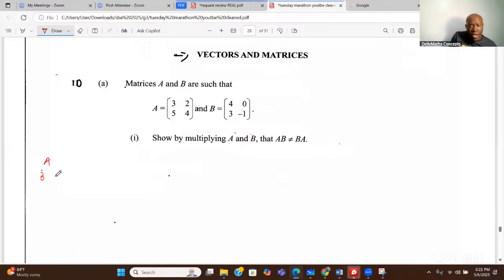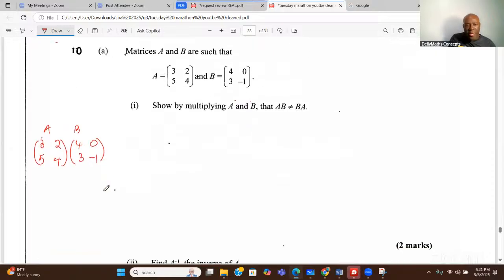This is the matrix A, which is 3, 2, 5, 4. This is the matrix B, which is 4, 0, 3, -1. So what you want to do is work out your AB. Remember, we're multiplying row by column. So here is row 1, here is row 2, and this is column 1 and this is column 2. So it's row by column. Let's execute this and see what we get, and then we compare with the other one because we're going to have to work the other one as well.